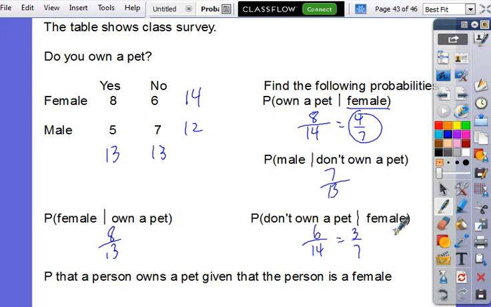All right, the last one, the word problem. Probability that a person owns a pet given that the person is female. So we need to figure out the condition part first. Which one is the condition? It's always after given that. So given that the person is female, well, female 14. Of those females, how many own a pet? It's the exact same thing as the first question up there. It's just written a different way. All right, any questions there?